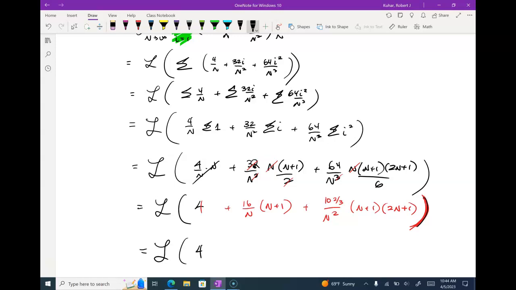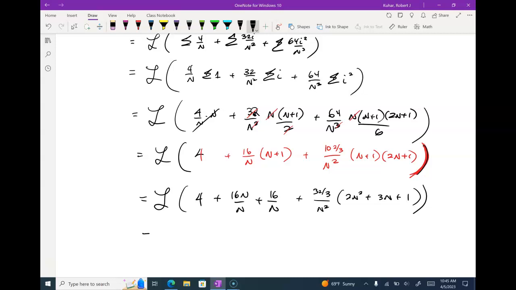So I know I'm going to have a 4. I'm going to have a 16n over n. I'm going to have a 16 over n. 10 2/3, I don't like the way that looks. Let me do what? 32 over 3? Over n squared, and I get 2n squared plus 3n plus 1, right? I just foiled that piece, yes?